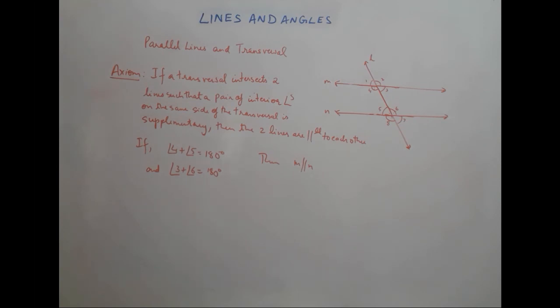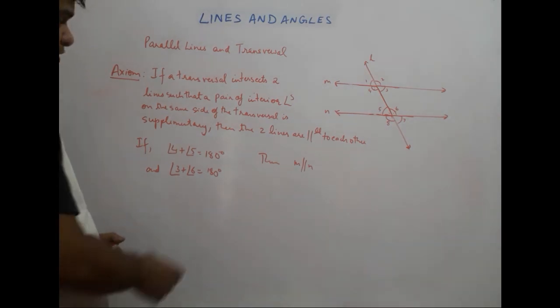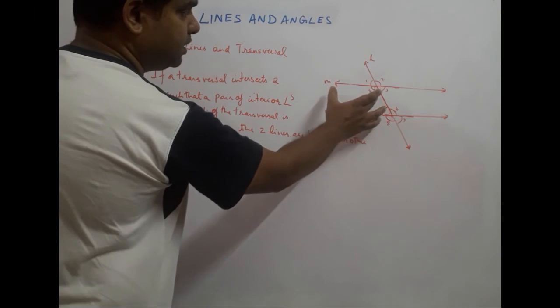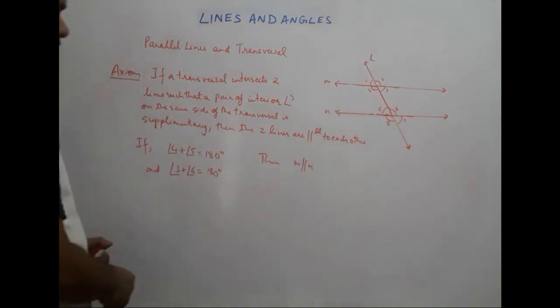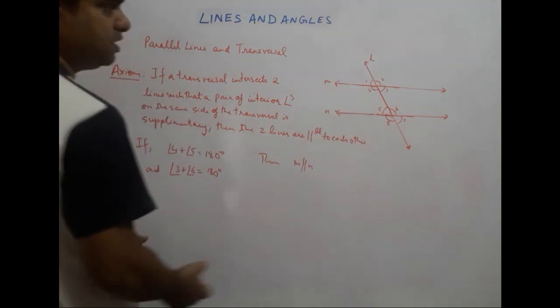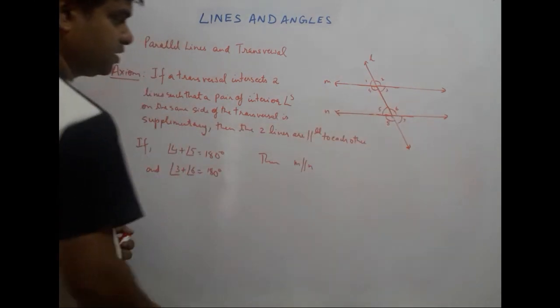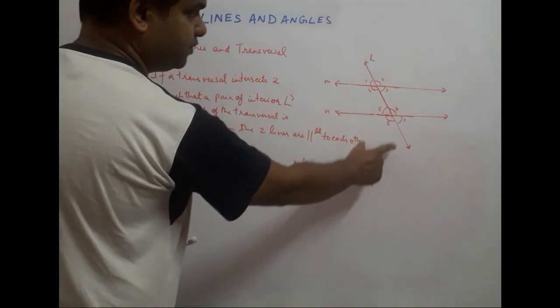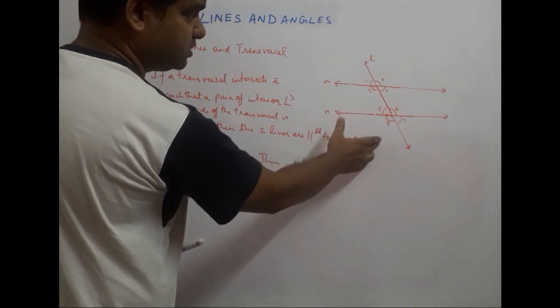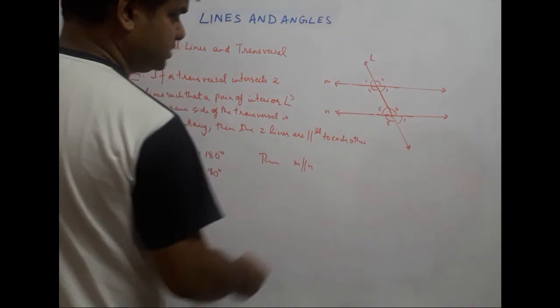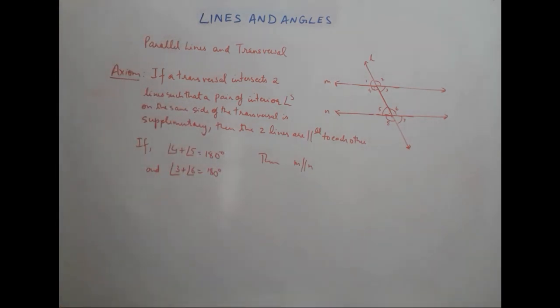The next axiom says, if a transversal intersects two lines such that a pair of interior angles on the same side of the transversal is supplementary, then the two lines are parallel to each other. So this is the opposite of the previous one, or the converse of the previous one. Here we are given that the pair of interior angles make up 180 degrees. When we are given that, and you know that a line is intersecting two lines, in this case we say that the two lines are parallel to each other.